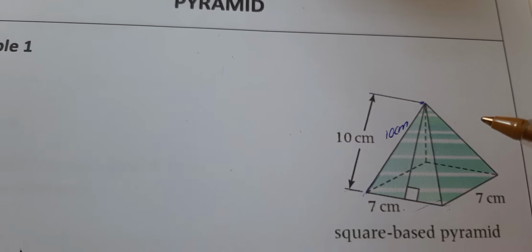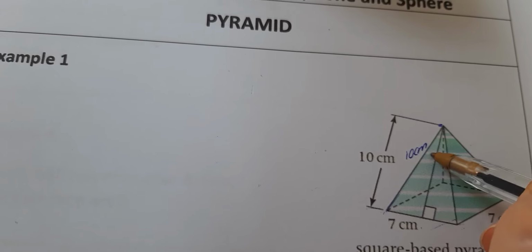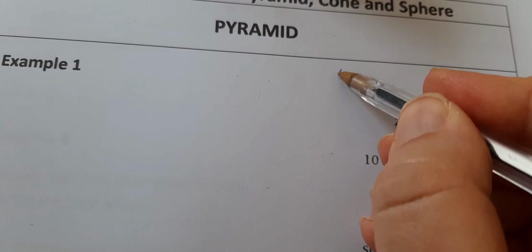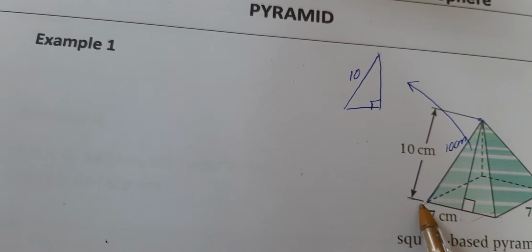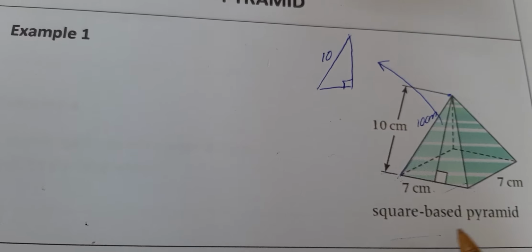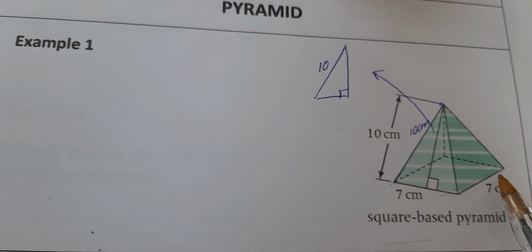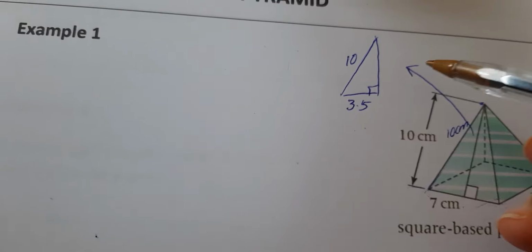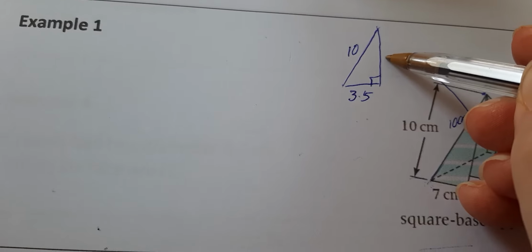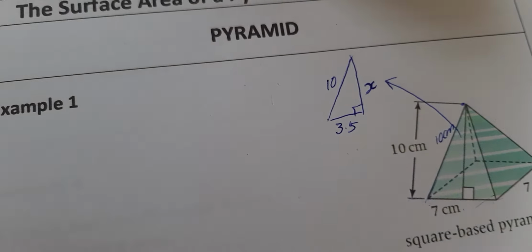Okay, so if I take this triangle here, for which we have 4 of, if I just take that out of there so that I can see it, I'll draw it here. It's a right angle triangle, and across here is 10 centimeters. And the whole of the bottom there is 7, because it's a square-based pyramid. So the whole of this is 7, which means that this part here must be 3.5. Okay, and I'm trying to find the height of this triangle here. I'll just call it X for now. I could call it H if I liked. So I'm trying to find that height.